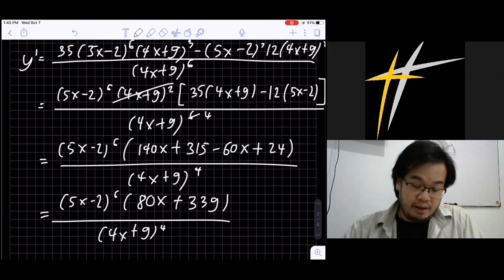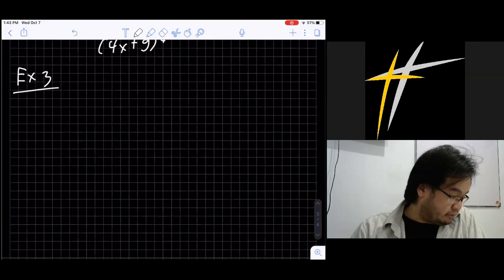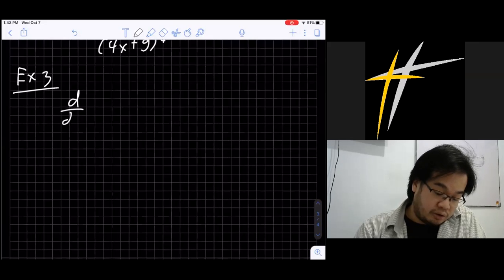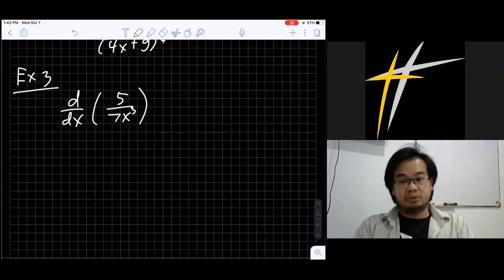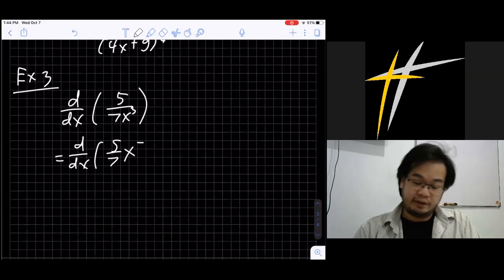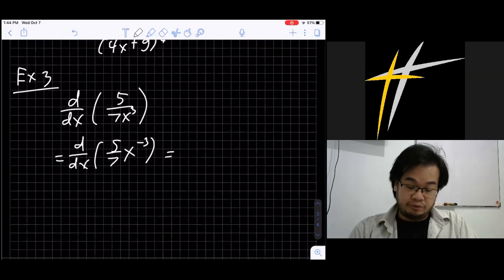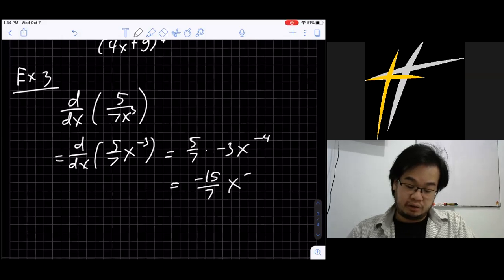Okay, and then example 3. Example 3, differentiate d/dx of 5/(7x cubed). Realize that it is actually a quotient of two functions, but this can also be simplified into d/dx of 5/7 x to the power of negative 3, right? Which is an ordinary power function. So it can be equal to 5/7 times negative 3 x to the power of negative 4, which is equal to negative 15/7 x to the power of negative 4.